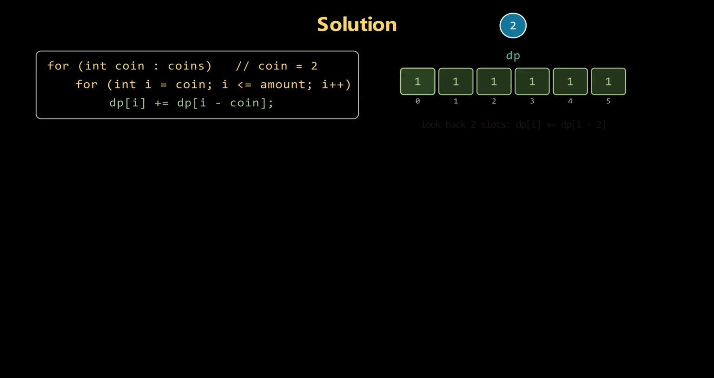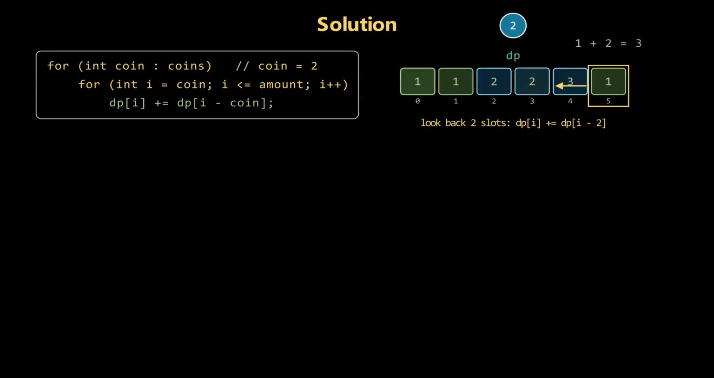Next, the outer loop advances to coin 2. Notice that our inner loop intelligently jumps its starting position directly to index 2, since a 2-cent coin is useless for smaller amounts. At index 2, we look back 2 steps to dp0, inheriting that one way, updating our total to 2 ways. We march forward. By the time we hit index 5, we look back 2 slots to index 3, which already holds 2 ways, and add them to our existing baseline, bringing index 5 to a total of 3 unique combinations.